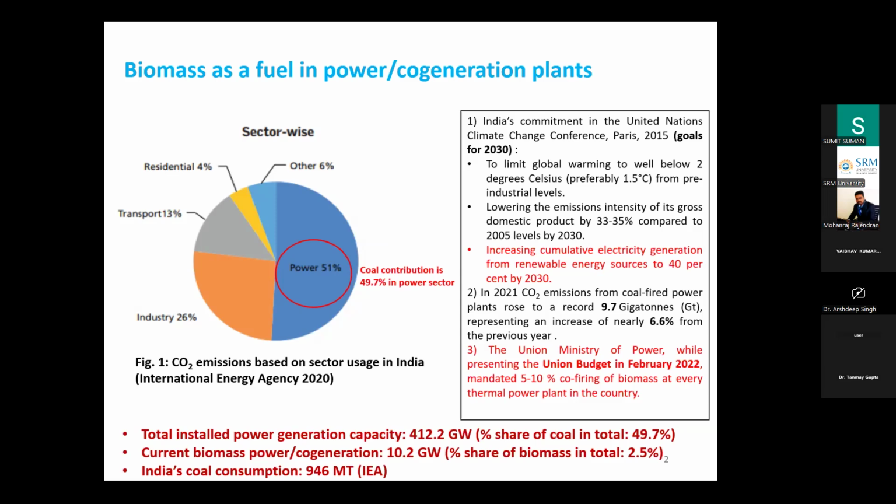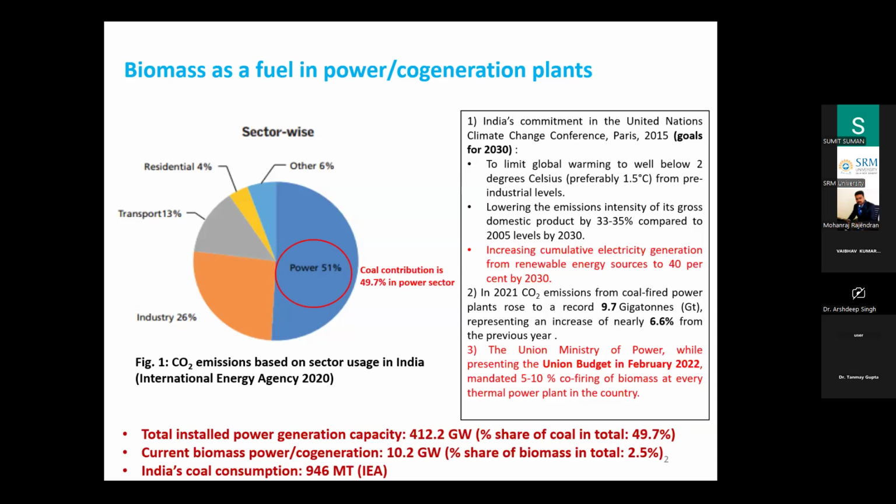Another major step taken by the Government of India, highlighted in point 3, is that the Union Ministry of Power, while presenting the union budget in February 2022, mandated 5 to 10% co-firing of biomass at every thermal power plant in the country. And I think in most of the power plants it is in progress now, that they use 5 to 10% of biomass as a fuel in combination with coal.